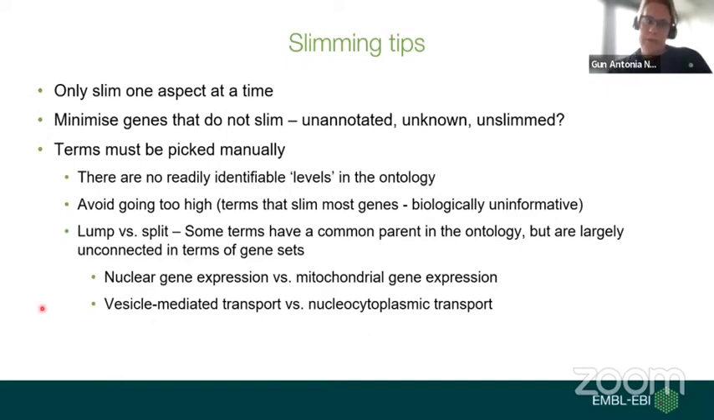And you also might need to make decisions on whether to lump or split terms. So you might have a number of genes in your list that have a common parent that they're annotated to, but the common parent is not very biologically informative. Examples of this are nuclear gene expression. The genes involved in that are very different from the ones involved in mitochondrial gene expression, or vesicle-mediated transport versus nucleocytoplasmic transport, or the metabolic process that I mentioned earlier.